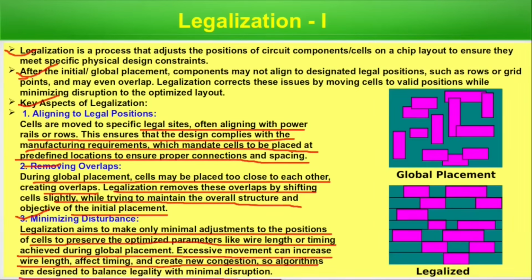So aligning to legal positions, first step. Next, removing overlaps and minimizing disturbance. Legalization aims to make only minimal adjustments so that the overall initial placement doesn't get disturbed much. Optimized parameters like wire length or timing achieved during global placement should be preserved. Excessive movement can increase wire length, affect timing, and create new congestion. So algorithms are designed to balance legality with minimal disruption.